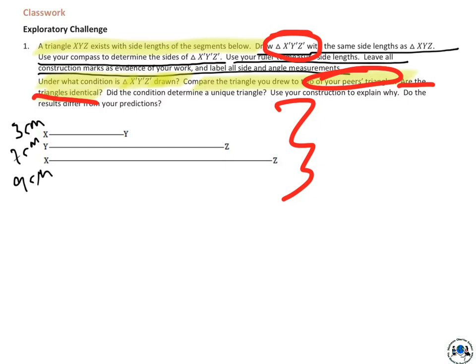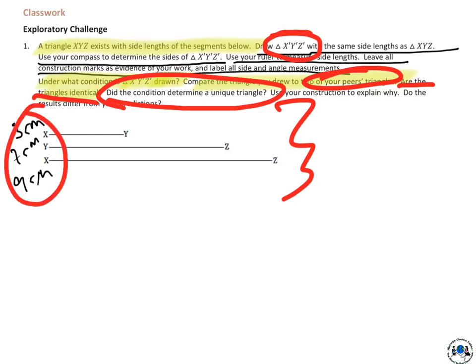Everyone creating a triangle with 3 sides of those different measurements would indeed have created a triangle that was identical to yours, which is really, really amazing, I think. So we know what conditions determine a unique triangle: all 3 sides. If we know all 3 sides, we're there.